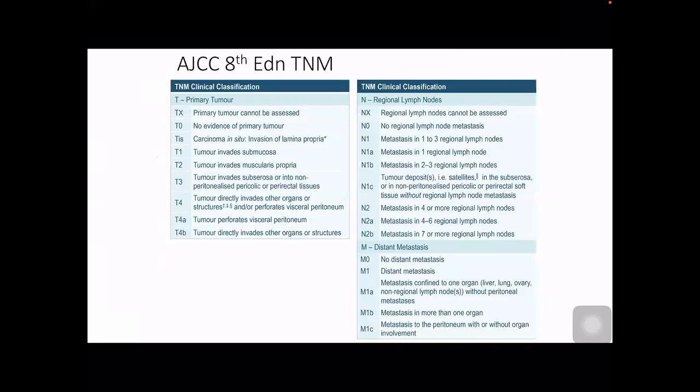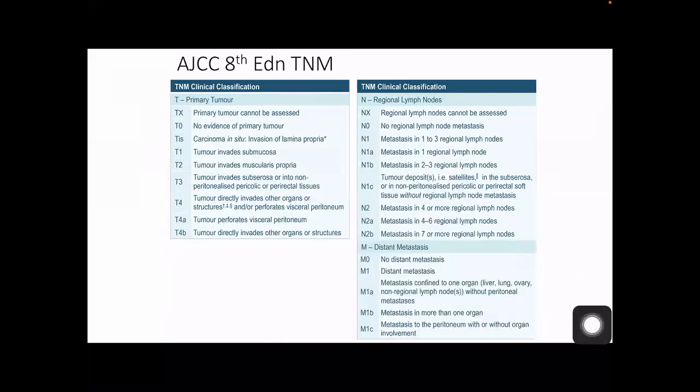Fine. So in short, T1 invades submucosa, T2 invades muscularis propria. I'll just brush through very fast. T3 means it invades through the muscularis propria into the non-peritonealized pericolic and perirectal tissues. T4a perforates the visceral peritoneum, and T4b invades the adjacent organs.